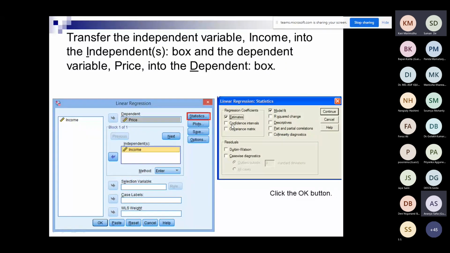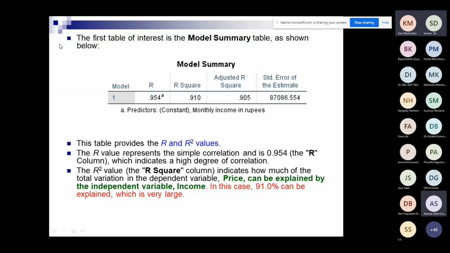Then the confidence interval also can be done. Then continue, and you will get a sample table like a model summary. The first column is the Pearson correlation. The second column is the R square value. R square value is nothing but when you square this R value, you will get the R square value. When you square this R correlation coefficient value, you get R square.